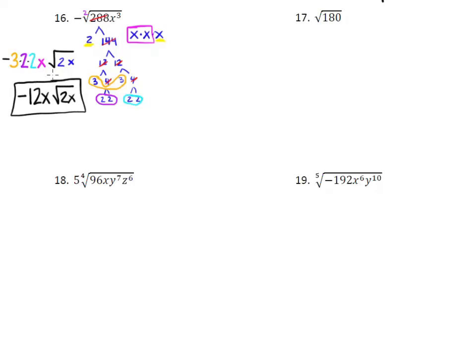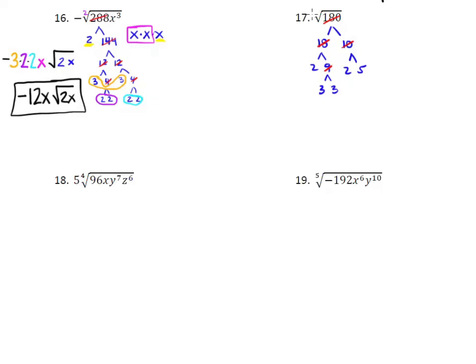Okay, problem number 17. We're going to break down 180. Let's do this one kind of quickly. So we've got 18 and 10. That will work. 18 is 2 and 9, 9 is 3 and 3, 10 is 2 and 5, and that's everything. The things we broke down, the 180, the 18, the 10, and the 9, I don't care about anymore.